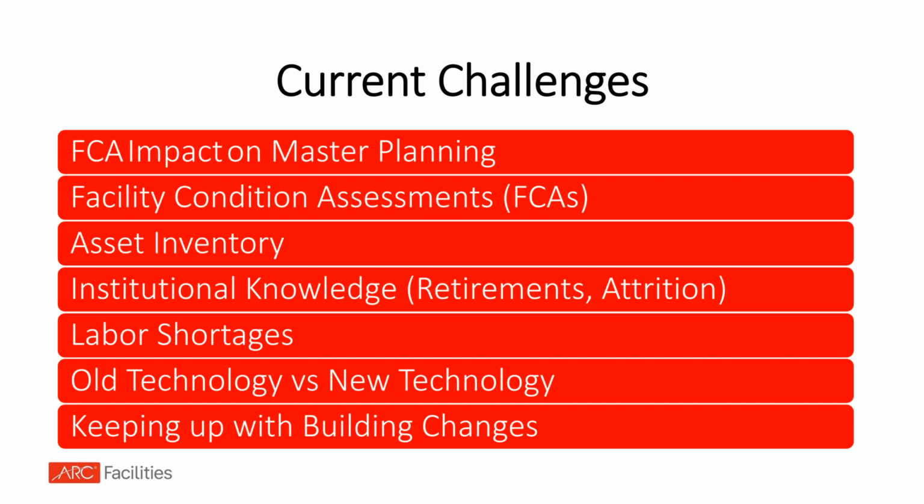What we're going to talk about today are some of the current challenges that I've heard around the country, and I'm sure you're going to be able to relate to a lot of these. We're going to start out with the impact of FCAs on master planning. Also, what are FCAs? The Facilities Condition Assessment, what's all involved? Also, where asset inventories play a role in that. And also institutional knowledge, the retirement issue, attrition of losing key folks on my teams. Also, the current labor shortage, especially skilled trades. We're going to talk about the old way versus a new way with regards to technologies. And then we're going to talk about keeping up with your ever-changing building. So let's go ahead and jump in.